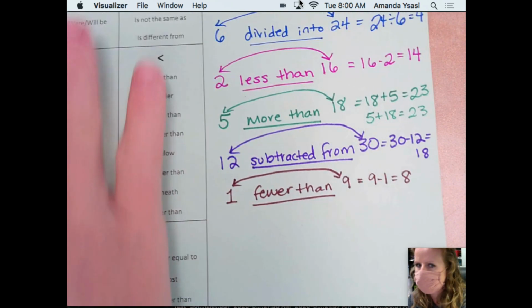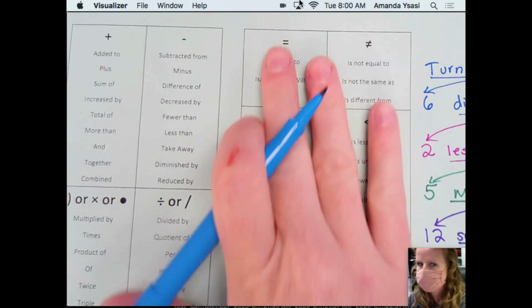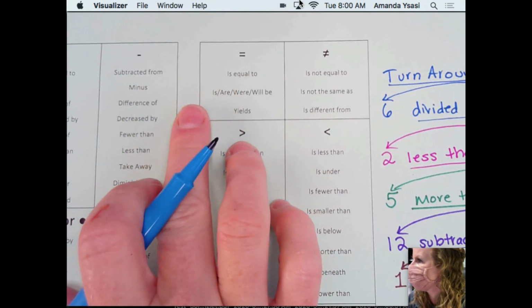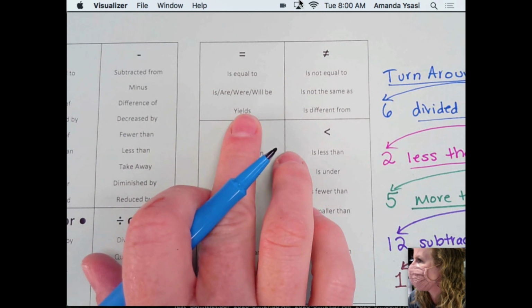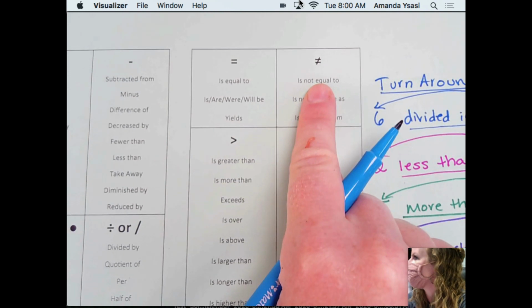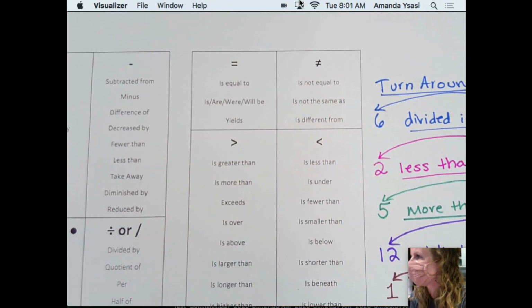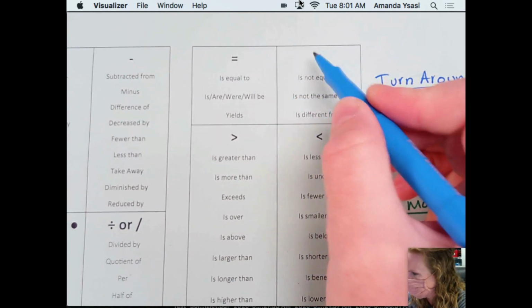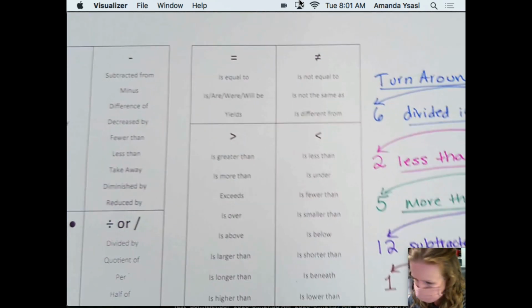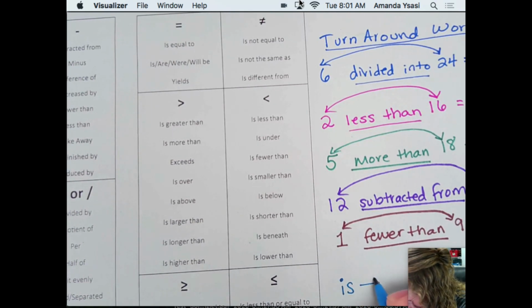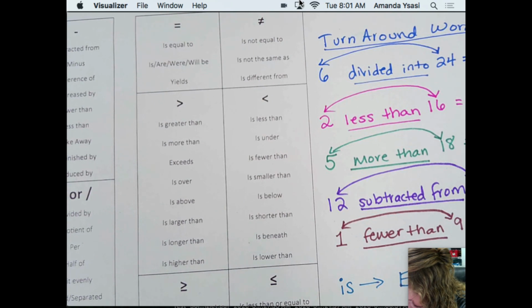Okay, all of this column right here is talking about equations and inequalities. So is equal to, is, are, were, will be, or yields. Those are things that represent equals. You can have it equals with a slash through it, which means is not equal to, is not the same as, is different from. So this is an equation, which is a not equal equation. Anytime you have is, that means you're representing an equation.